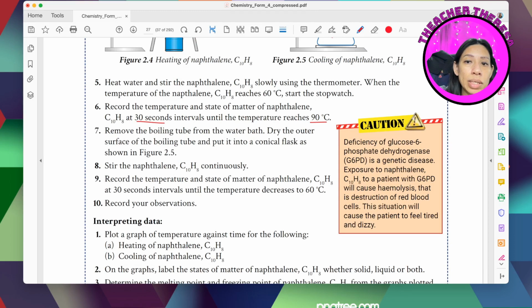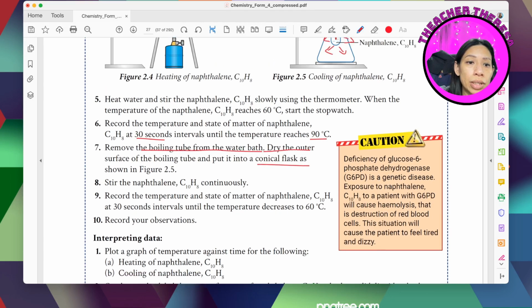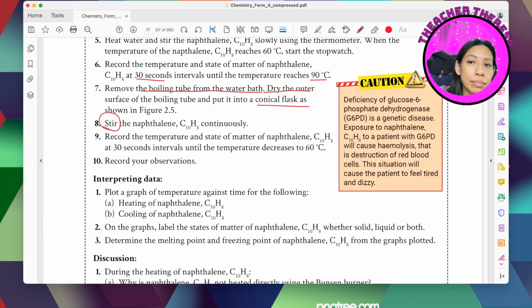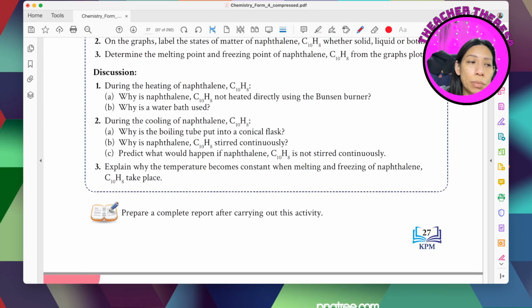Once it reaches 90, we don't have to collect any more readings. We can stop the heating process. Once you stop the heating process, you can remove the boiling tube from the water bath, dry the outer part, and put it in a conical flask. So this is what you need to do.